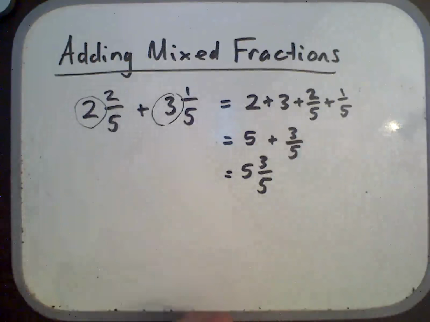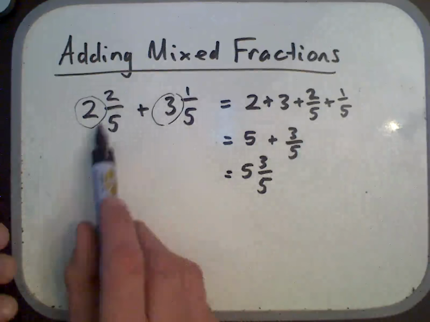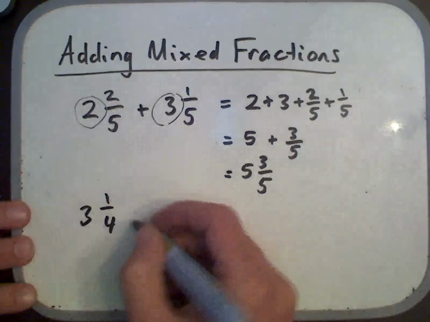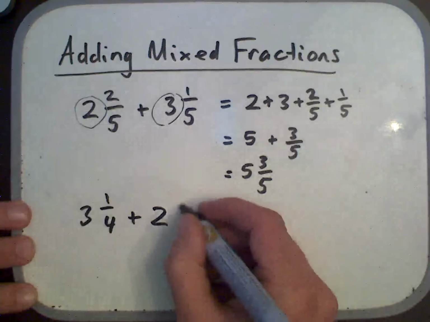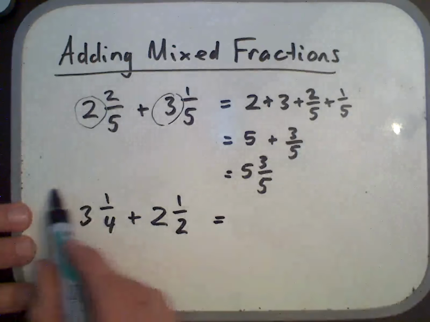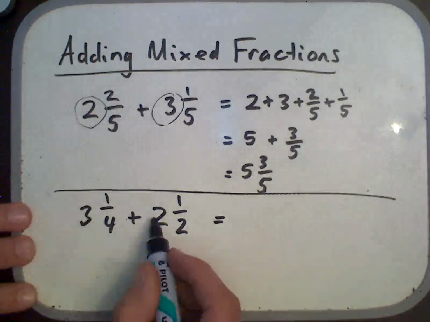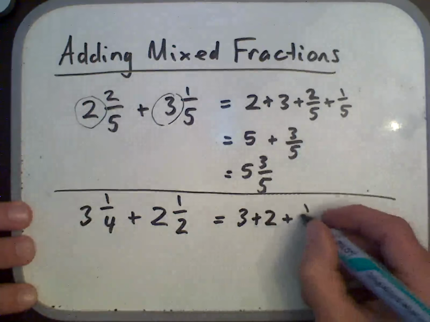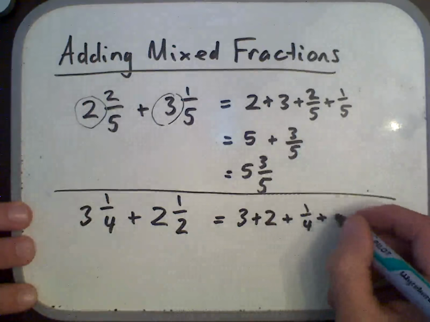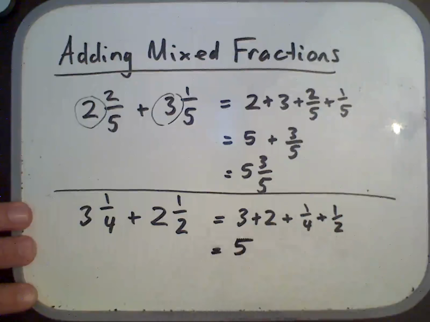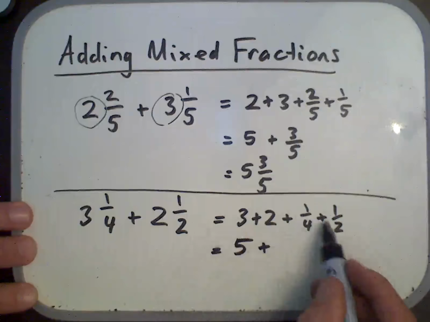So let's look at adding mixed fractions where the denominators are not the same. So let's look at an example of that. Let's take 3 and 1/4 plus 2 and a half. Alright, so let's use the same strategy here. So let's take our whole numbers, 3 plus 2. That's the first thing we do. And then what we need to do is we need to add our fractions on at the end. 1/4 plus a half. Okay, so we have 3 plus 2, which is 5, plus 1/4 plus a half.